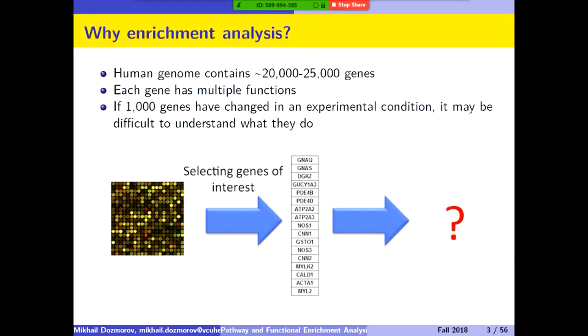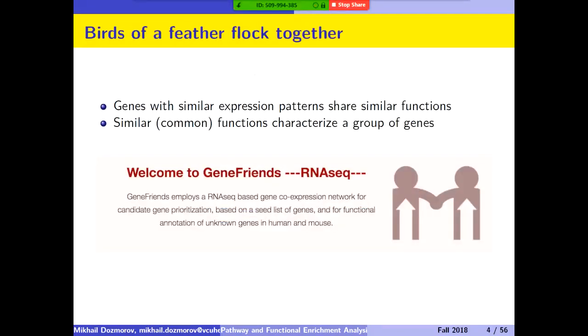You all know that the human genome contains from 20 to 25,000 genes, and each gene has multiple functions. And if you do your experiment, and if you compare experimental conditions, you may identify a handful of genes. For example, 1,000 genes may have changed their expression. And your question, obviously, is what do those 1,000 genes do? That's a big question mark. How do we go about that?